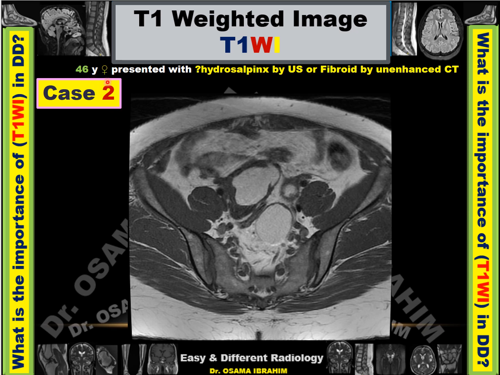The second case is a 46 year old female presenting with query hydrosalpinx by ultrasound or fibroids by unenhanced CT. When MRI was done, this sequence is a T1 weighted image, with bright subcutaneous fat, and two lesions appear here, which also have high signal like mesenteric fat and subcutaneous fat. So maybe it represents fatty lesions in the adnexa in this female.